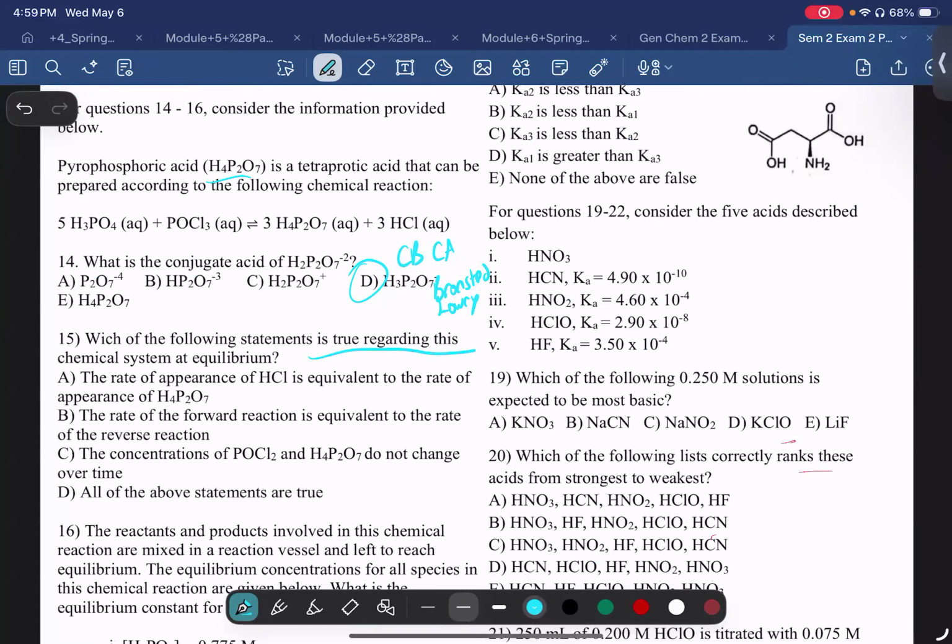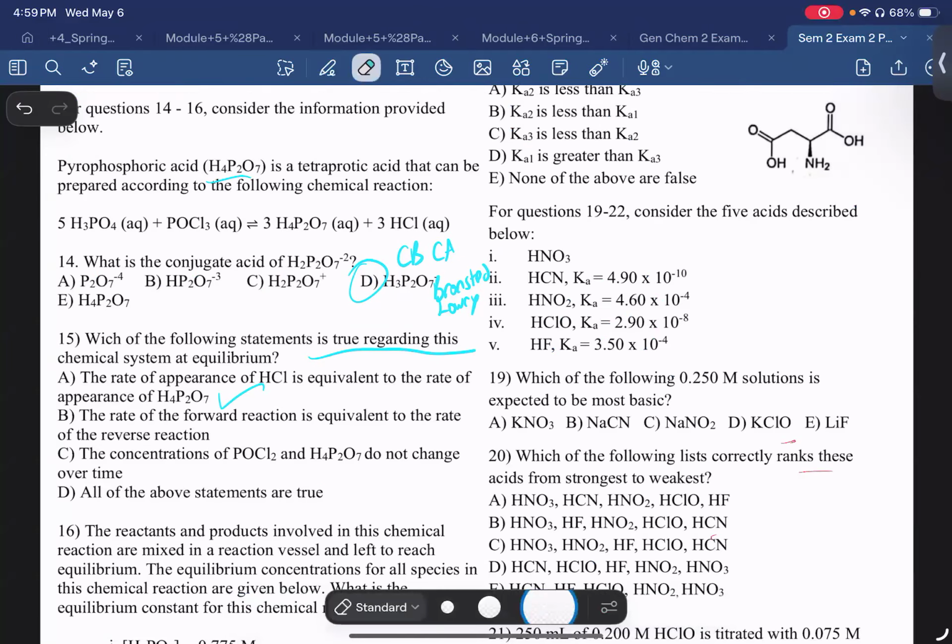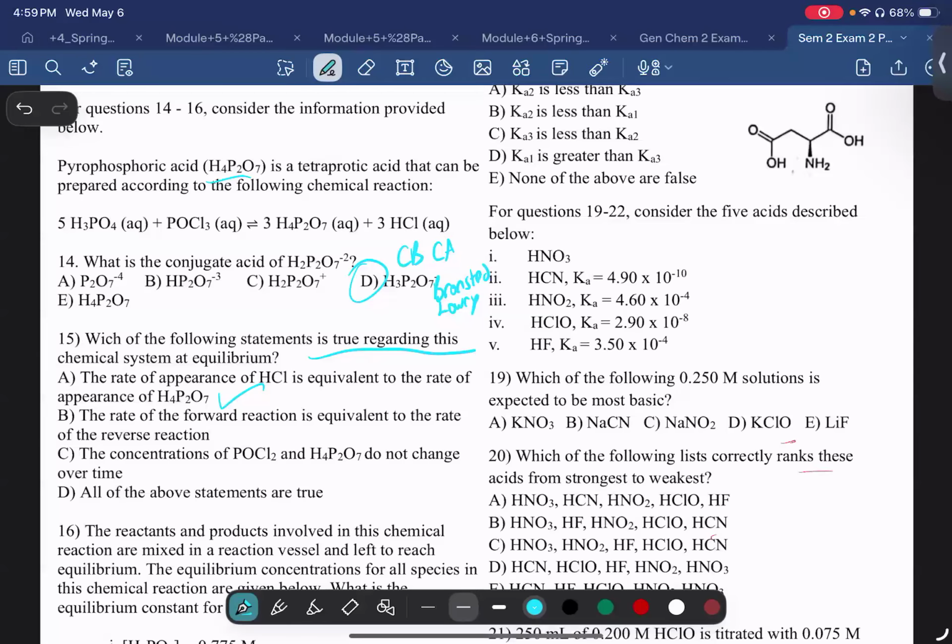So let's see. The rate of appearance of HCl is equal to the rate of appearance of. That is true. That's based off kinetics to some extent, but that is true because it's 3 and 3, right? The rate of the forward reaction is equivalent to the rate of the reverse, right? So this is based off the conditions.